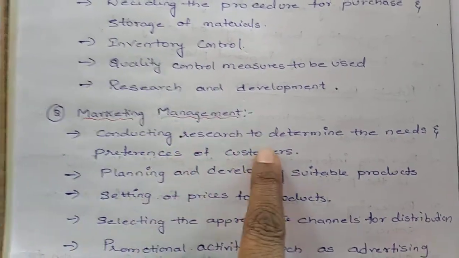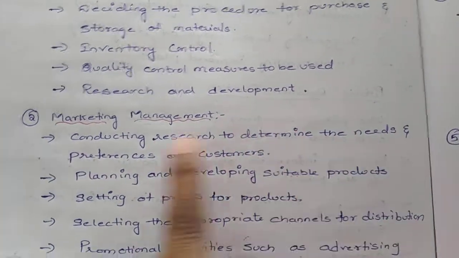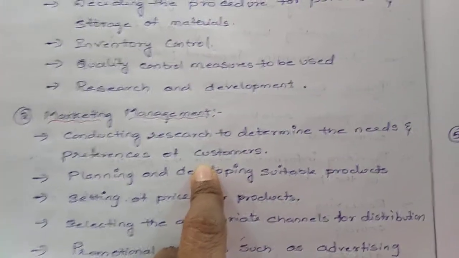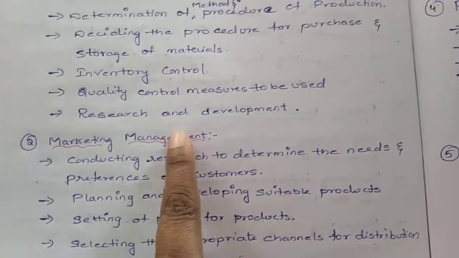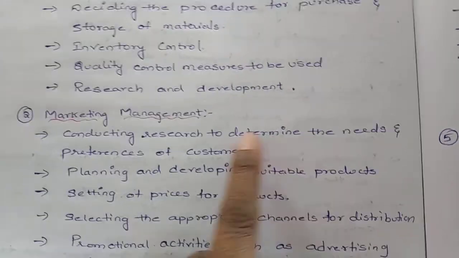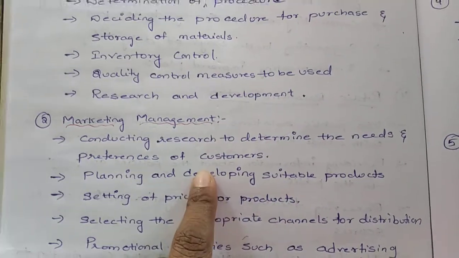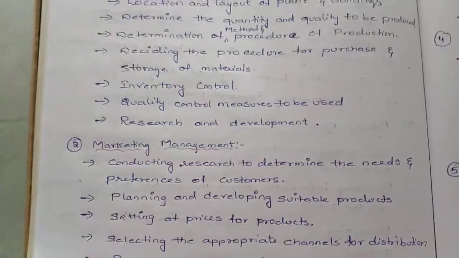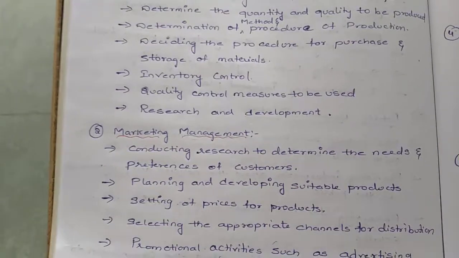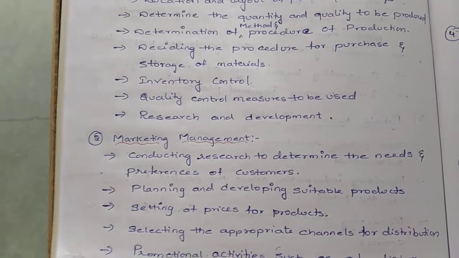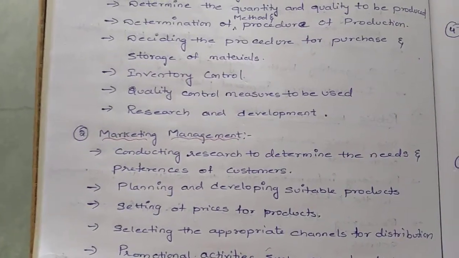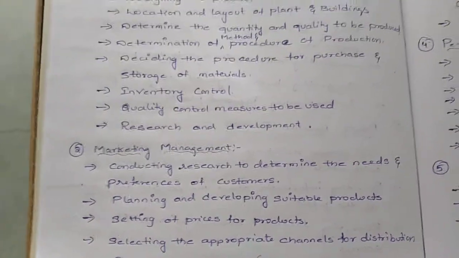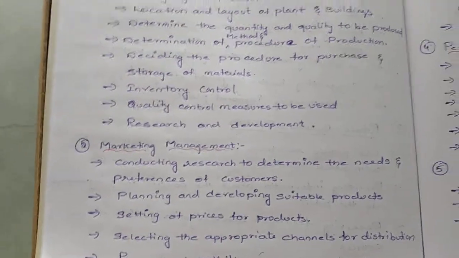See, conducting research to determine the needs and preferences of the customers: as per the preferences of the customers, they have to prepare a product. Okay, next one, here also I will give an example. If a mobile is there, someone will think that the battery should be more, that it should last around 1 or 2 days. Someone else will look at the camera.